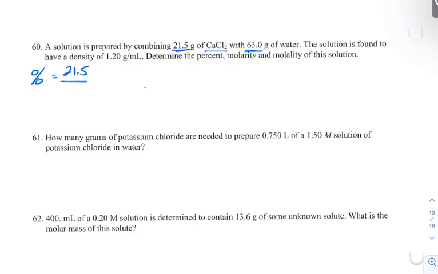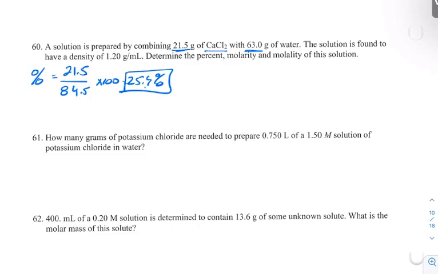So I'm going to add the 21.5 to the 63.0, and I'm going to get a total solution mass of 84.5. If you multiply by 100, you're going to get 25.4%. So that's a pretty straightforward percent concentration.